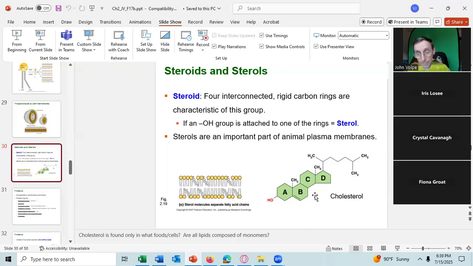Steroids are mostly nonpolar. In fact, a steroid is totally nonpolar. The sterol is mostly nonpolar, but it does have one polar region, the OH group. That is polar, this portion right here. Cholesterol can be in your blood, and it doesn't dissolve well in your blood because it's not very polar. It's mostly nonpolar.